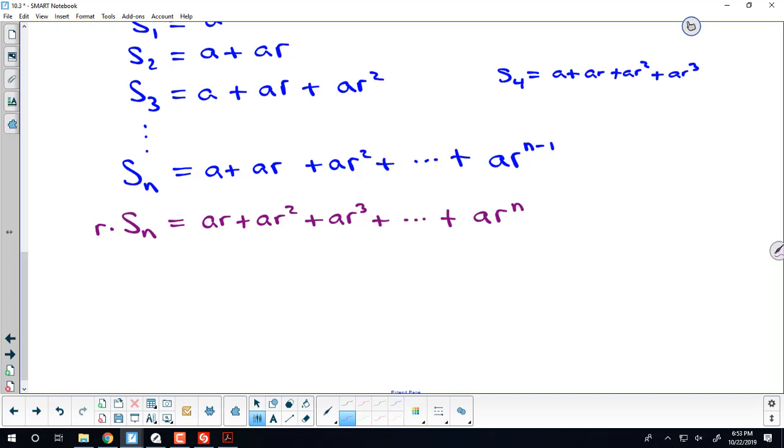So the reason we did that is because we're going to subtract these two. We're going to subtract S of n minus r times S of n. And we see that most of the terms in those two expressions are identical. So when we subtract these two things from one another, most of these terms will disappear. So we're going to subtract the nth partial sum minus r times the nth partial sum.